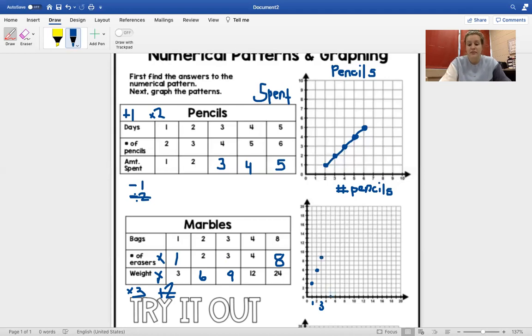Then we have 4, 12. So I go over to 4 all the way up to 12. Then we have 8, 24. Go over to 8 all the way up to 24. My graph actually only goes to 20. So 24 would actually be up here, right? It'd be above the graph. So if I was connecting these points, I could see, whoa, it goes up. The greater number of erasers, the greater the weight, right? The more erasers we have, the greater the weight, because our graph shows that we are increasing.